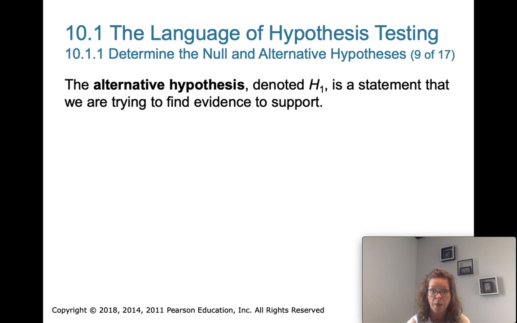The alternative hypothesis is what the researcher thinks the change is. So the researcher is always doing this testing because they believe something has changed. And so that's our alternative hypothesis, that the researcher would then need to gather evidence to support that claim.